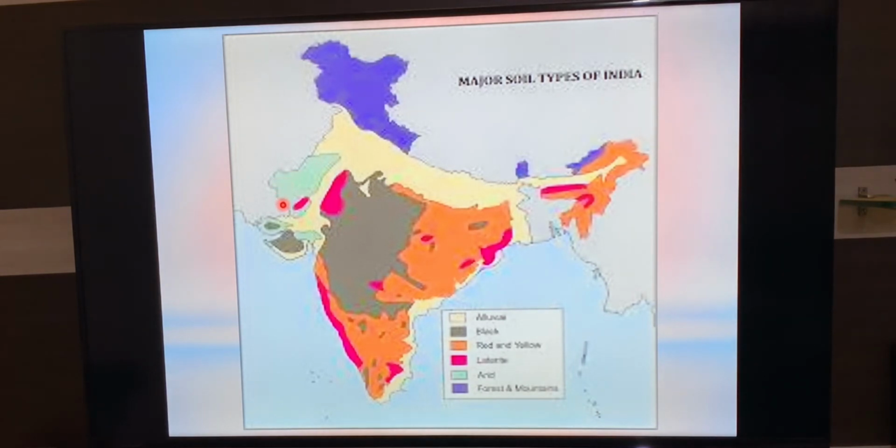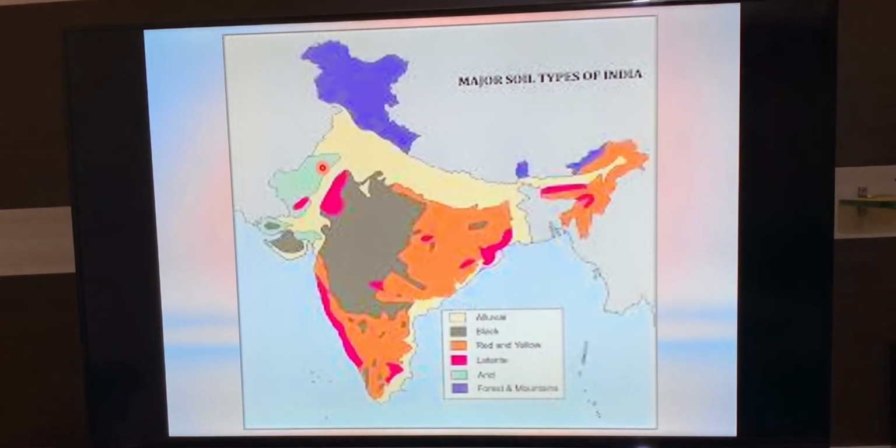Next, desert soil. The blue color you see is desert soil. As I told you, it is located in the desert and semi-desert region, mainly in the northwestern part of India: Rajasthan, a few parts of Gujarat, Haryana, Punjab. We require irrigation facilities to cultivate crops.